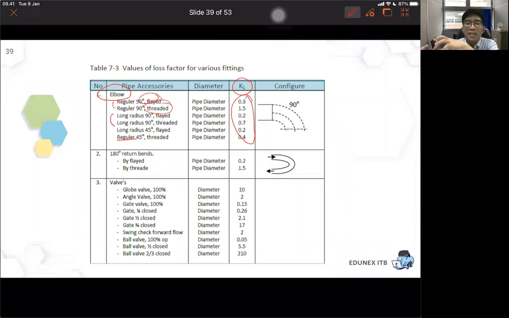Flat means you connect the elbow by using alat las. Apa sih bahasa Inggrisnya? I don't know the term in English. You know when you want to connect steel to steel, then you can use alat las. Ada yang tahu bahasa Inggrisnya? Let me check. Is it welder, sir? Yes, welding device. So you weld the, I think, plate. Let me check.